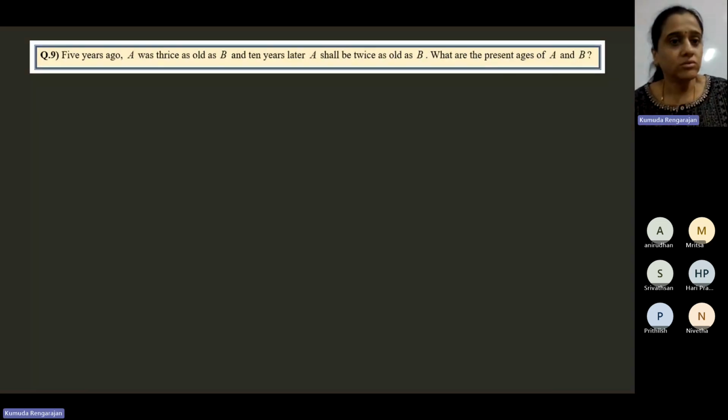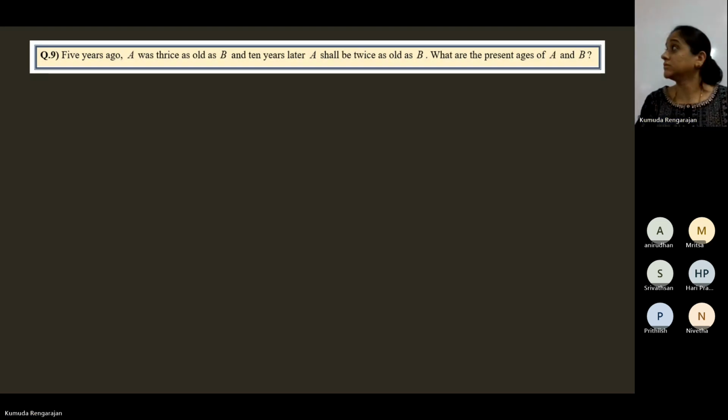Five years ago, A was thrice as old as B. And 10 years later, A shall be twice as old as B. What are the present ages of A and B?